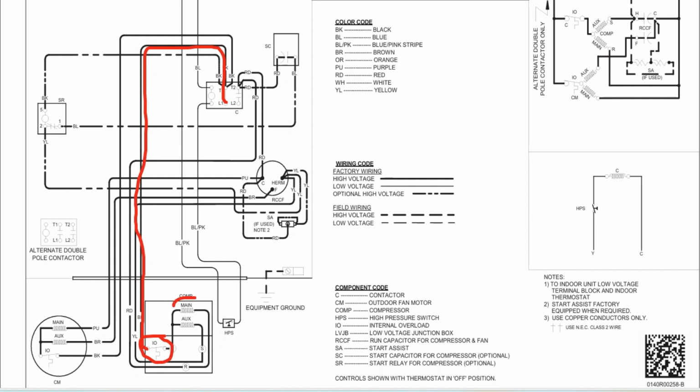Another point could be the winding in the compressor itself. Maybe that main winding is broken. That will open the circuit. Of course, we also have our switch up at the contactor itself. If the contactor's not pulling in, we're not going to have a full circuit.